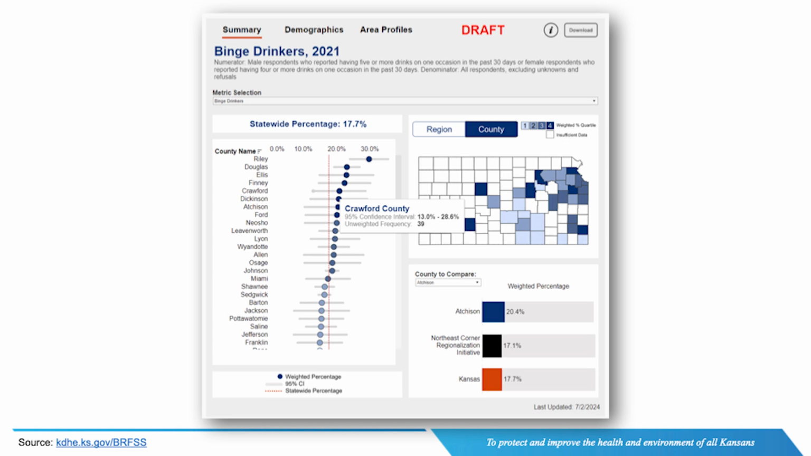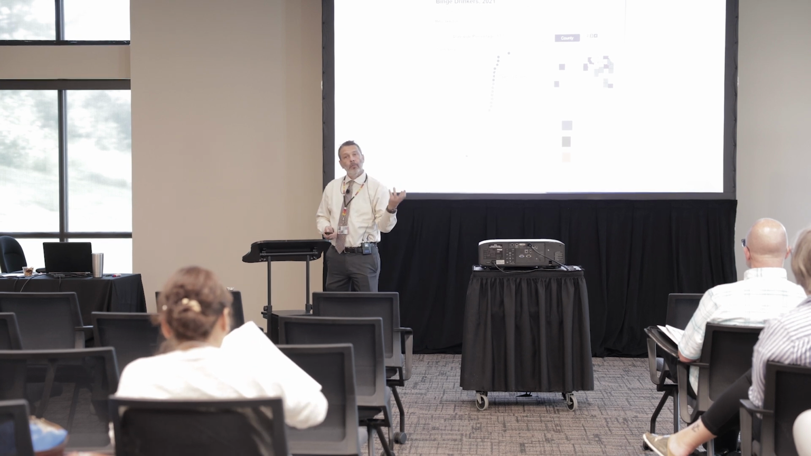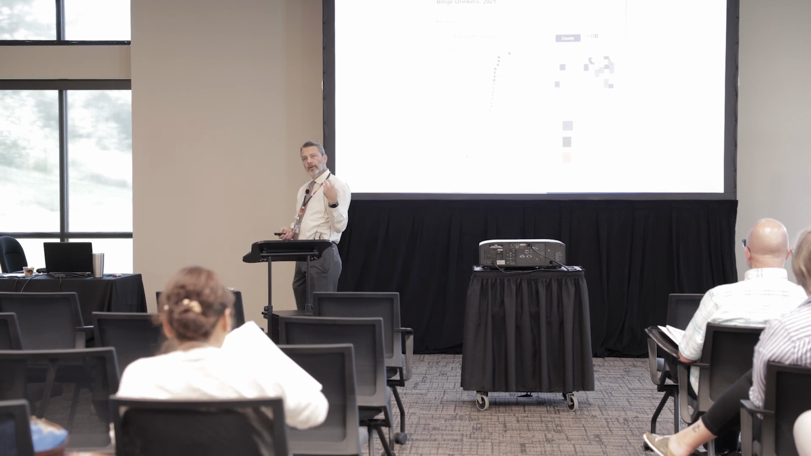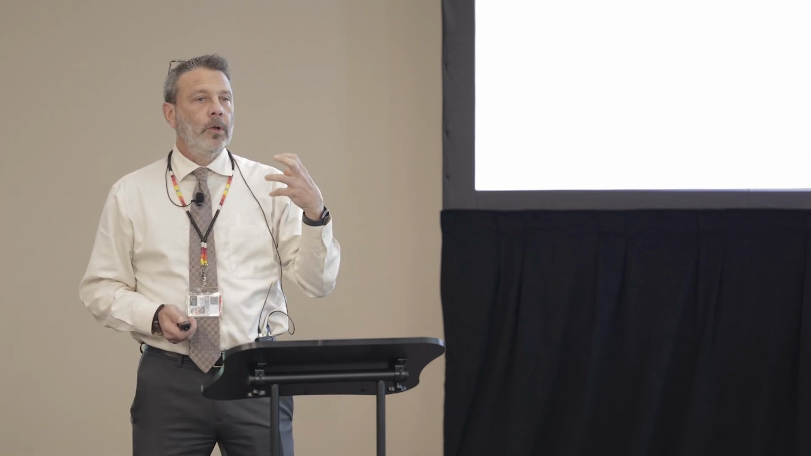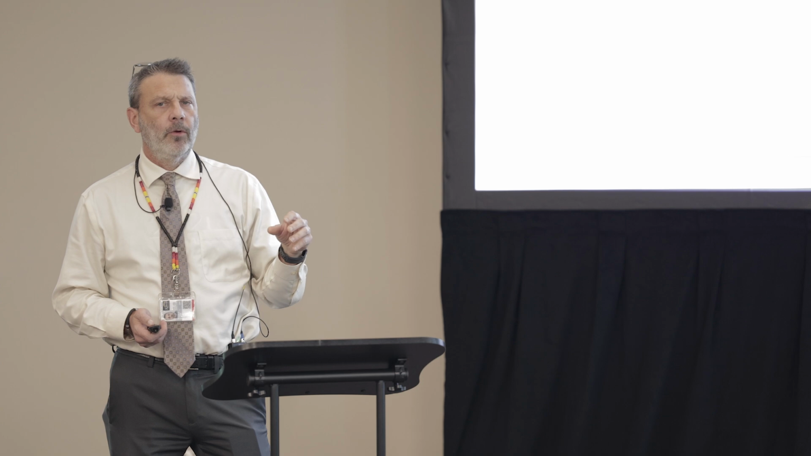So if you want to know how many people have diabetes or have asthma or smoke or binge drink or do anything like that, what is the number, then you want to go to BRFSS. BRFSS has data for many of the counties, not all of them. When we don't have county data, we have regional data. We're currently working on updating our regions.